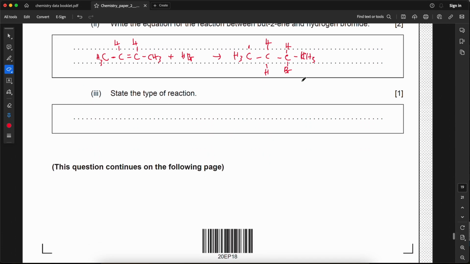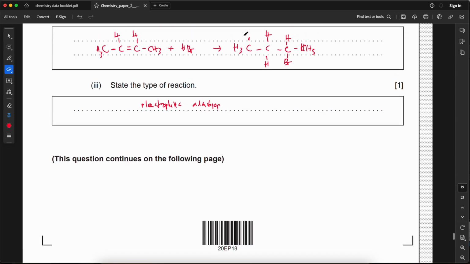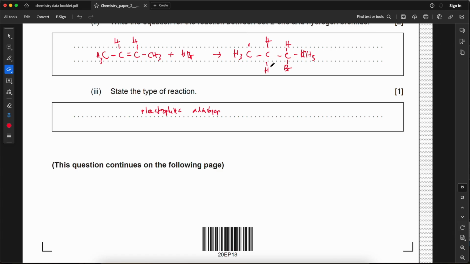Okay, state the type of reaction. That is electrophilic addition, because it's adding, right? Electrophilic, so an electrophile is a molecule or atom that seeks to accept electrons to form a new bond. They are forming new bonds here, single bonds H and Br.